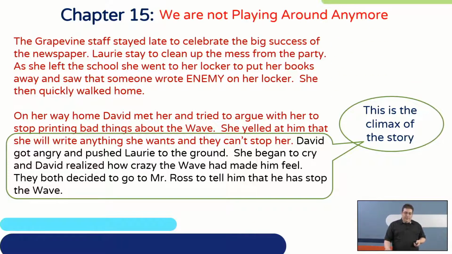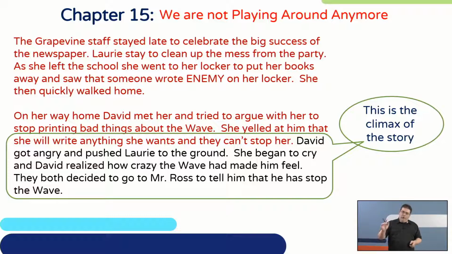Chapter 15. We are not playing around anymore. The Grapevine staff stayed late to celebrate the big success of the newspaper. Everyone in the school wanted to read their newspaper. Lori stayed to clean up the mess from the party. As she left the school, she went to her locker to put her books away and saw that someone wrote enemy on her locker. She then quickly walked home. On her way home, David met her and tried to argue with her to stop printing bad things about the wave. She yelled at him that she will write anything she wants and that they can't stop her.